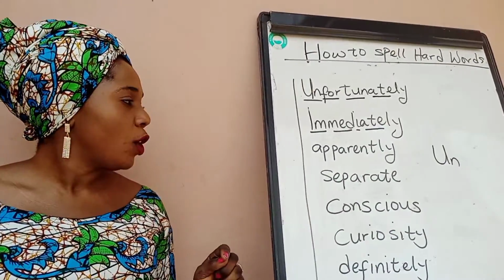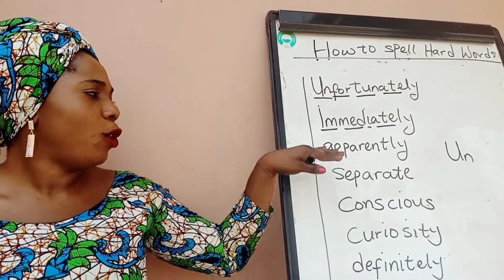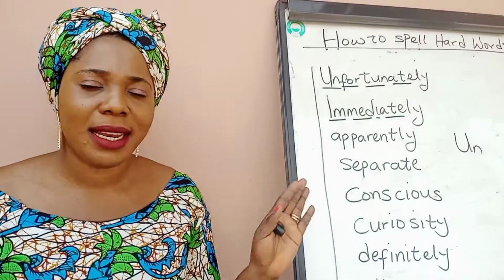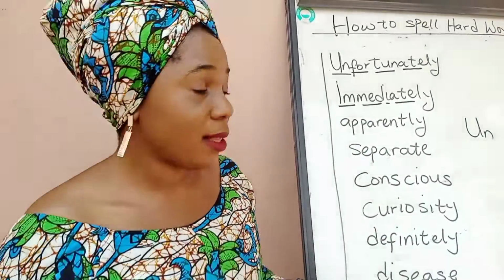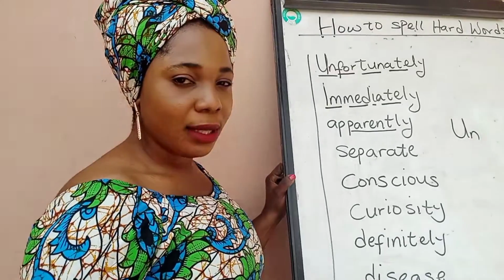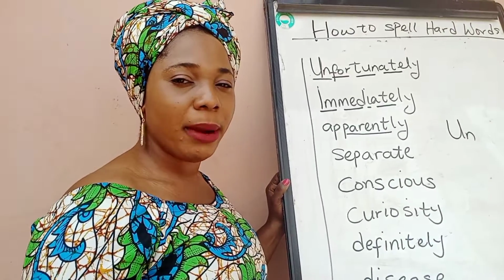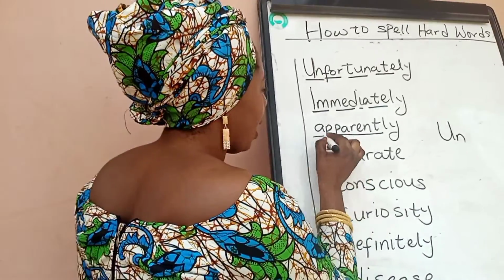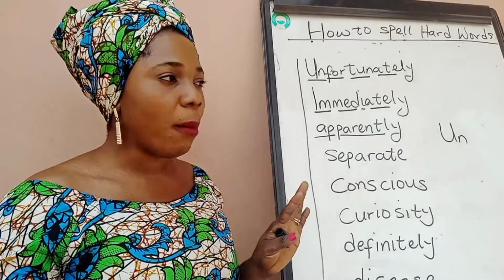So immediately. So for apparently, if you look at the word apparently, what word can you see that you can remember? We all have parents, right? You can see parents here. Can you see that? Parents. Everybody can spell parents because it's easy. Then "app", then "li". So that one makes it easy.